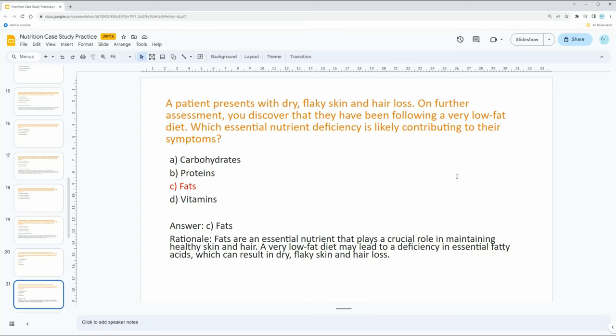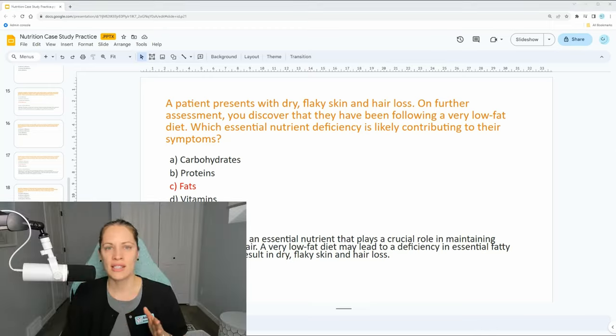Fats are an essential nutrient that plays a crucial role in maintaining healthy skin and hair, among other things. A very low-fat diet may lead to a deficiency in essential fatty acids, which can result in dry, flaky skin and hair loss. Not fun, right? So everything needs to be balanced. Too much carbs, too much fats, too much proteins isn't a good thing. But when you're not having enough, it's not a good thing either.